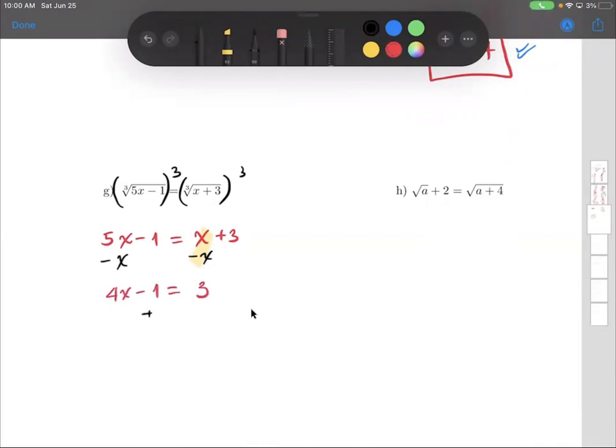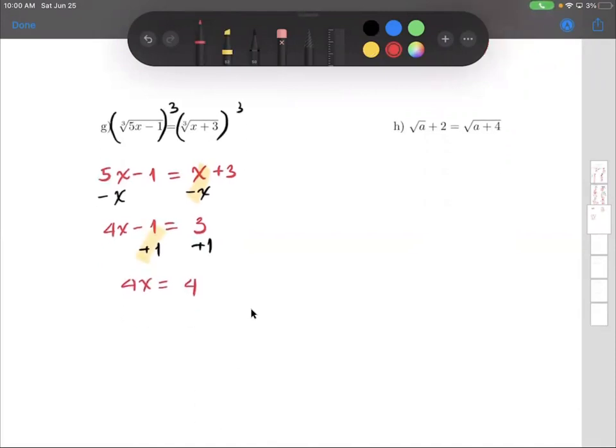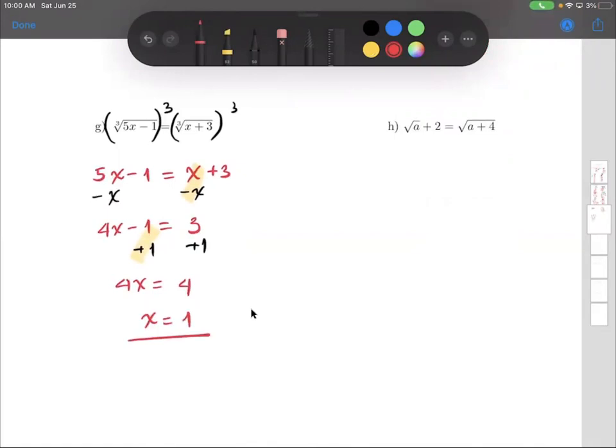Add 1. I have 4x equals 4. Divide both sides by 4. x equals 1. And I will also leave it to you to check. 5 minus 1 is 4. Cube root of 4. Yeah, they check.